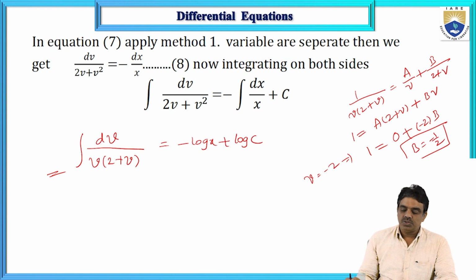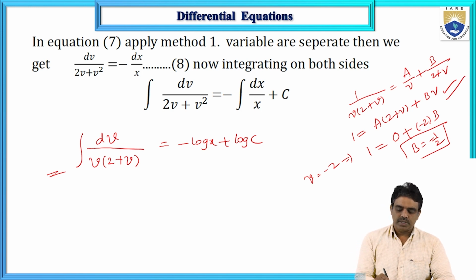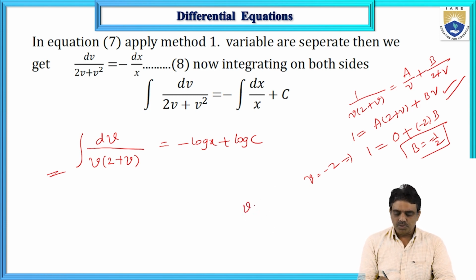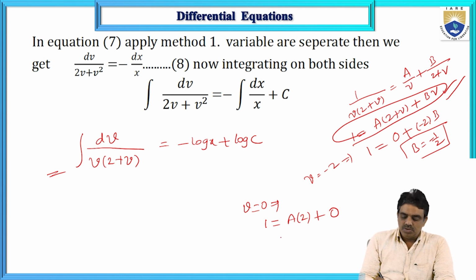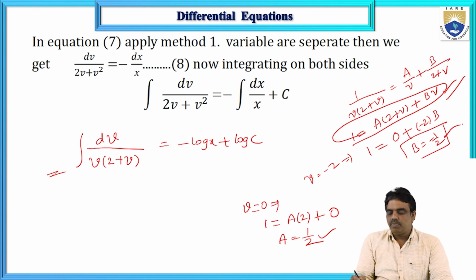Similarly, you find the value of a also. How will we get a? On putting v is equal to 0 in the equation, just to see how to proceed using partial fractions. So on putting v equal to 0 in this equation, on the left side 1, and on the right a into (2 plus 0) plus b into 0, so the entire b term is 0, and a is equal to 1 by 2. So you get a is 1 by 2 and b is equal to minus 1 by 2.